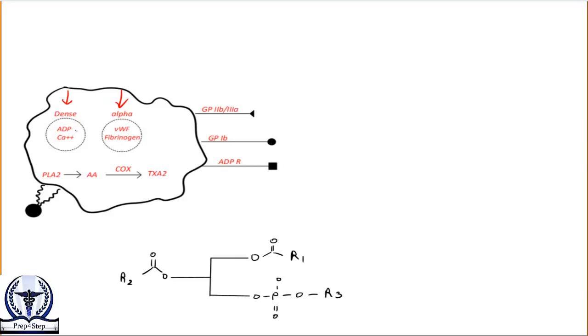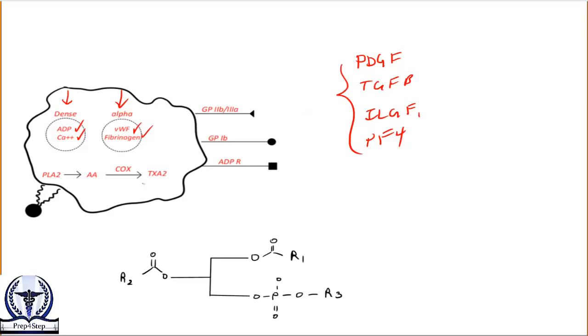Now, there are several of these, but for our discussion today I'm only going to mention a couple, and that is adenosine diphosphate and calcium. Again, there are several of them, such as histamine, serotonin, ATP. These are all dense granules, but we don't really need to know about those right now. Alpha granules are composed of basically von Willebrand factor and fibrinogen. Again, there are several other alpha granules such as platelet-derived growth factor, transforming growth factor beta, insulin-like growth factor 1, and something called platelet factor 4. But again, these are beyond the scope of our discussion today.